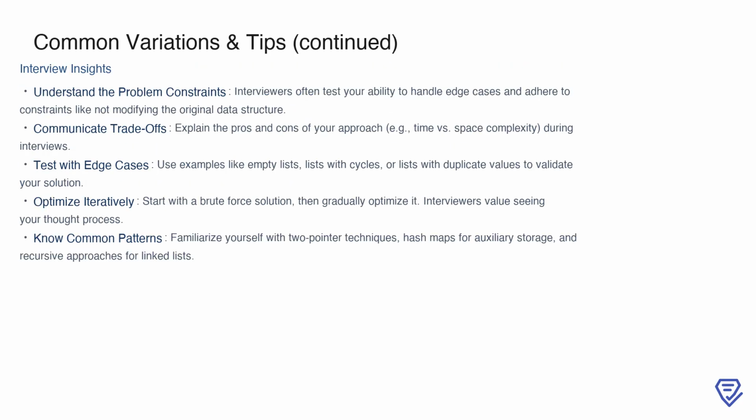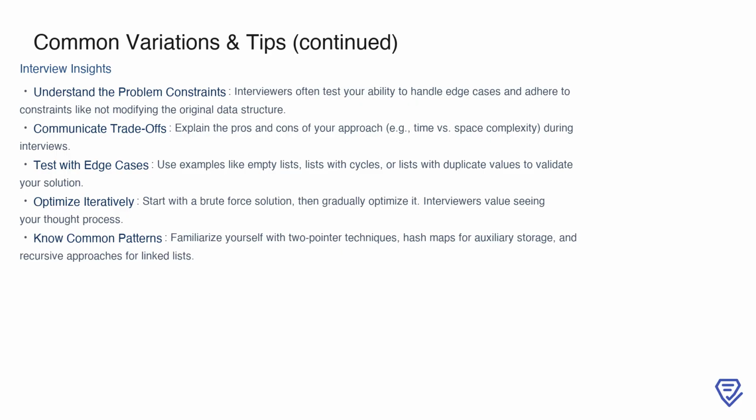In interviews, understanding the problem constraints is key. For example, interviewers often test your ability to handle edge cases and ensure the original data structure remains unmodified. It's also helpful to communicate the trade-offs in your approach, such as time versus space complexity, as interviewers value your ability to analyze and justify your decisions. Additionally, always test your solution with a variety of edge cases, like empty lists, lists with cycles, or those with duplicate values. This demonstrates thoroughness in your problem-solving process.